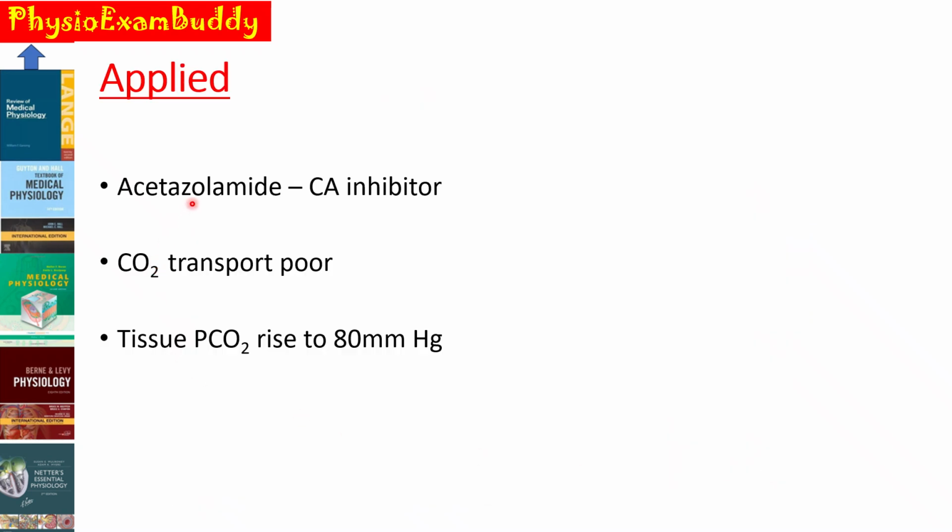And for applied physiology of the transport of carbon dioxide, you can write a drug named acetazolamide. It is a carbonic anhydrase inhibitor. So whenever this drug is given, the carbon dioxide transport will be poor and the tissue PCO2 can even rise up to 80 millimeters of mercury.